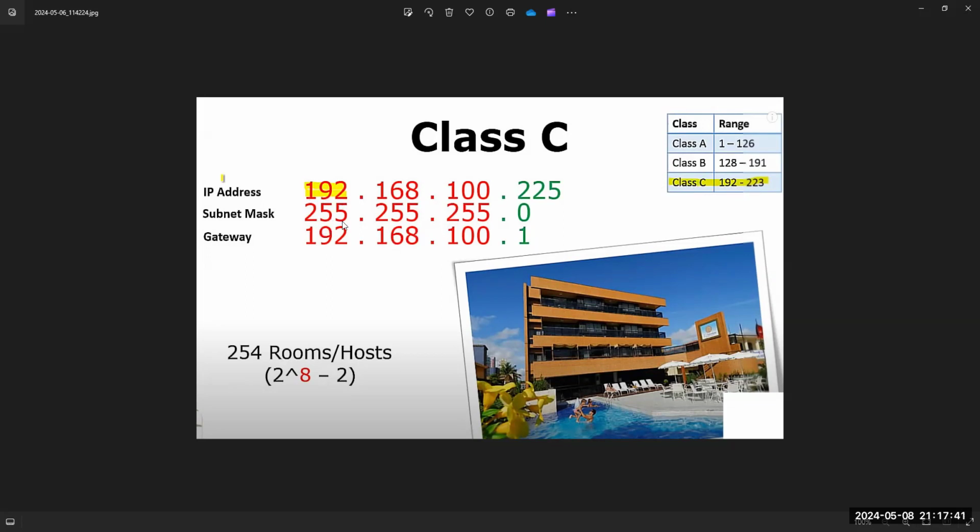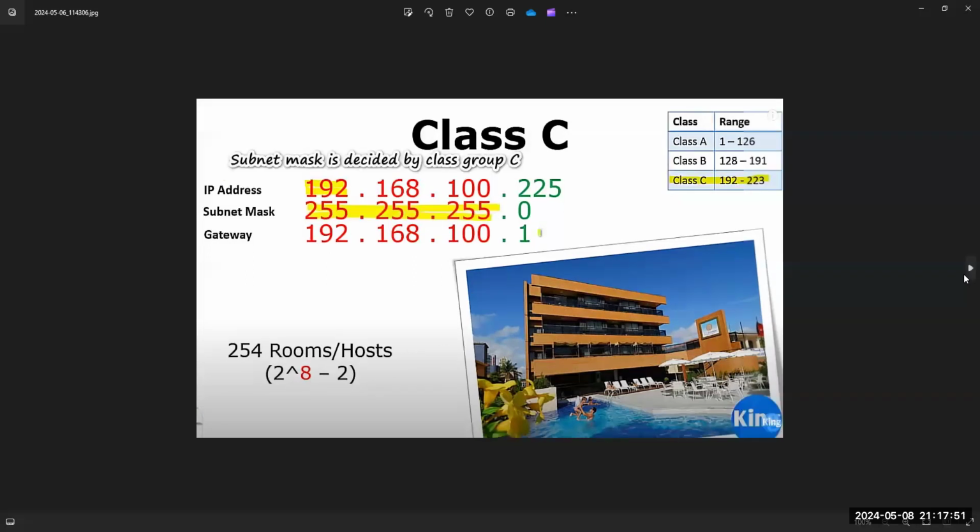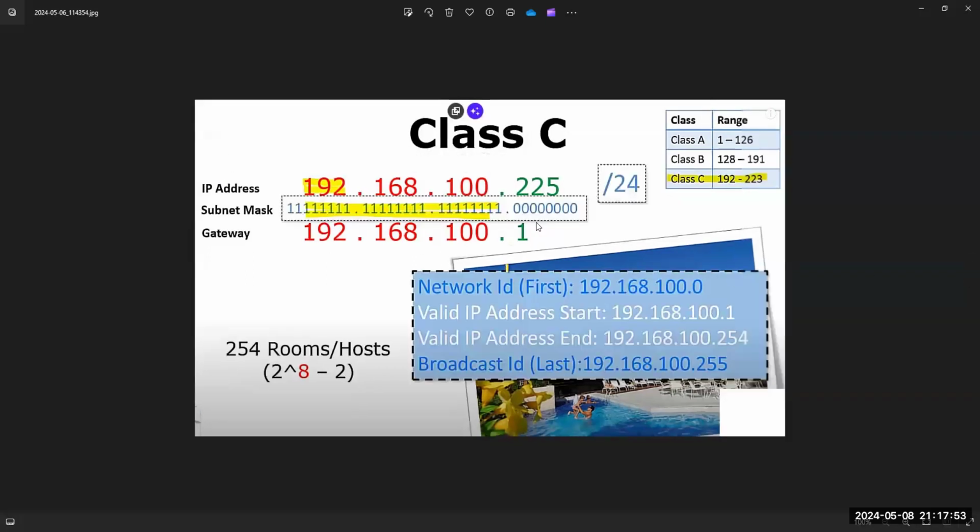I have 255.255.255.0 as the subnet mask, so the exact number of hosts which I can create is 254. How? If you see over here, how many zeros are there? 8 zeros. So 2 raised to 8 minus 2, that is 254 hosts that we can get.